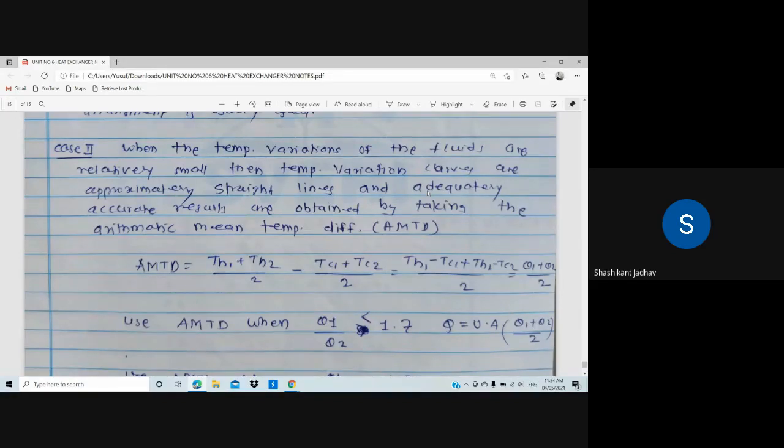Okay, so how to find out this AMTD? So that equation is given below. Write down AMTD is equal to the arithmetic mean temperature difference. So AMTD is equal to (TH1 plus TH2) divided by 2, the hot fluid's average temperature, minus the cold fluid's average temperature, that is (TC1 plus TC2) divided by 2. How to rewrite this equation? (TH1 minus TC1 plus TH2 minus TC2) divided by 2 is equal to what? TH1 minus TC1 is theta 1, TH2 minus TC2 is theta 2. So therefore theta 1 plus theta 2 by 2.